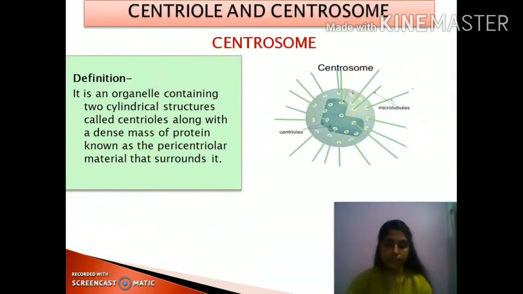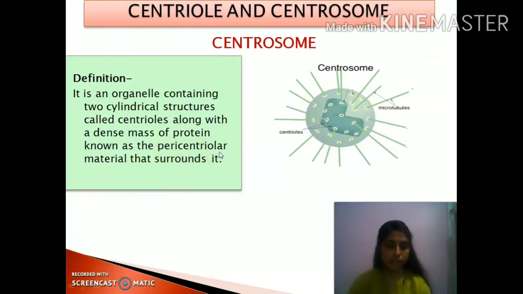Let's move to the next topic, that is centrosome. What is centrosome? It is a cell organelle containing two cylindrical structures called centrioles along with a dense mass of protein known as pericentriolar material that surrounds it. Now this is the diagram which represents a centrosome. Clear? So what does it contain? It consists of the centrioles, there are two centrioles, one, two. Along with that you can see one cover is there, one ball-like structure. This is nothing but the pericentriolar material.